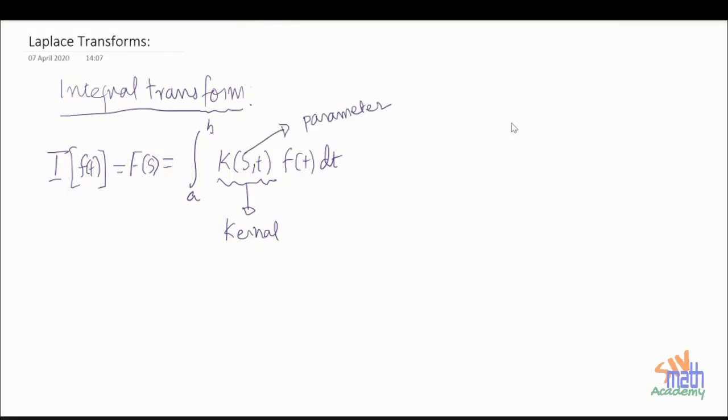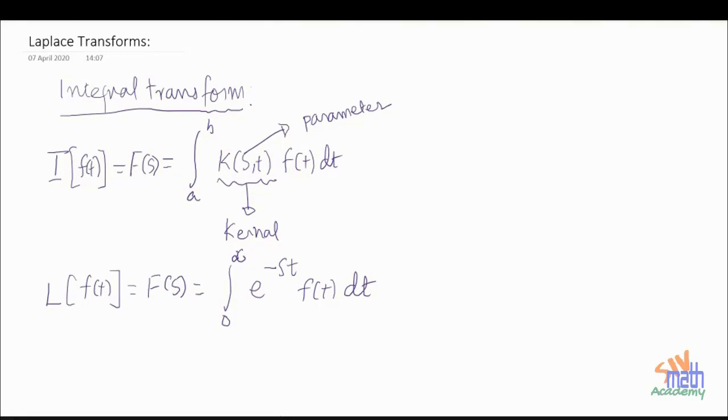Your Laplace transform, which you denote by L of f of t, is equal to F of s, which is equal to the integral with limits 0 to infinity. Here the kernel will be e power minus st, f of t dt. Let me write it properly. So this is the Laplace transform. What is happening here? The limits are from 0 to infinity. Therefore, the definition of Laplace transform comes like this.